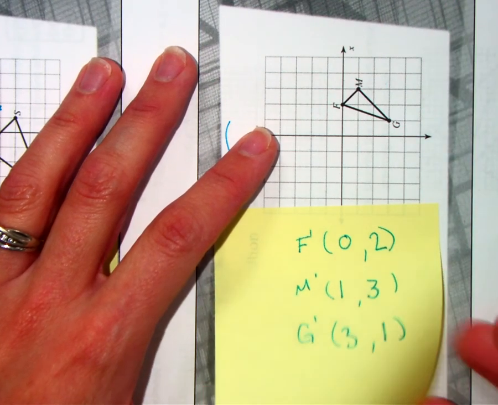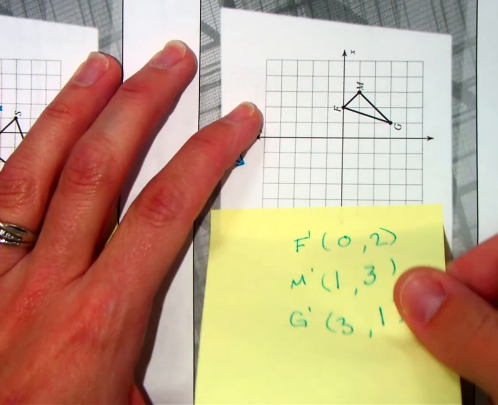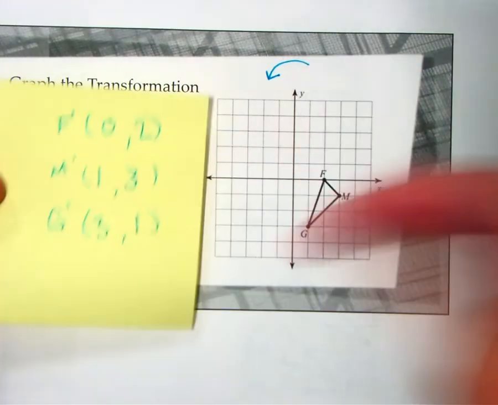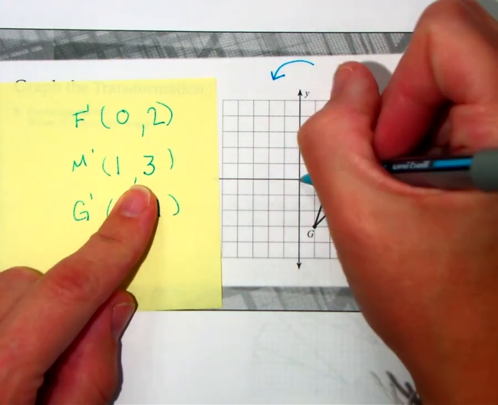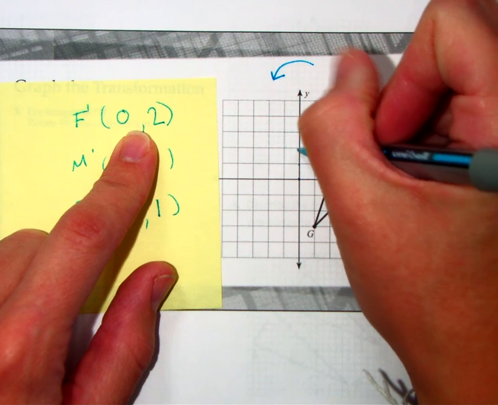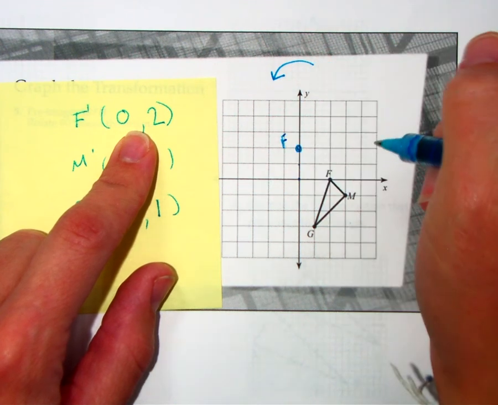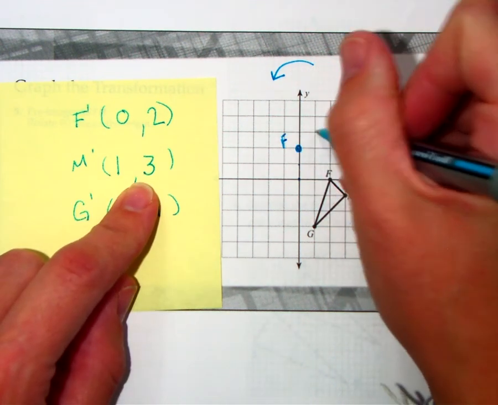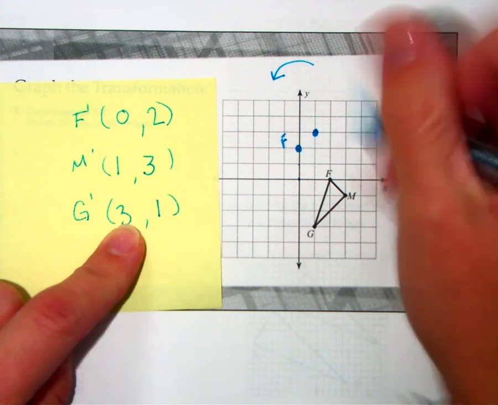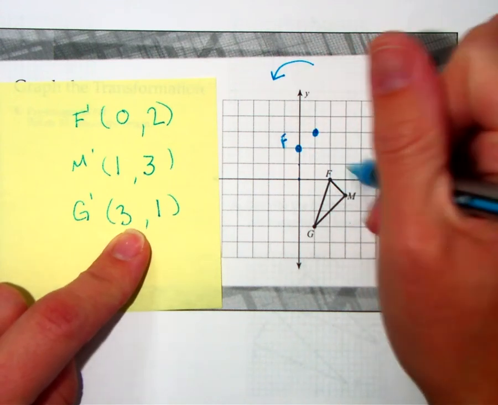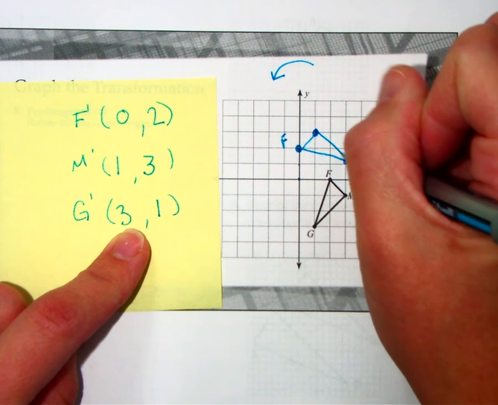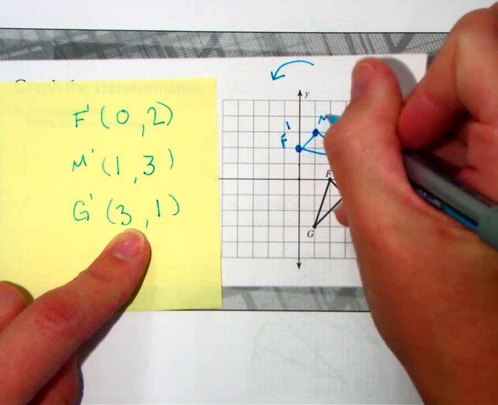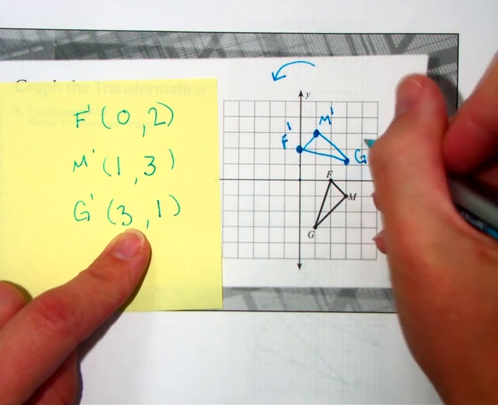Okay, and now that I have them on my sticky note, I can pick my sticky note up, turn the graph back to its original location, put my sticky note down, and now I'm going to plot those points. So 0 over, 2 up, 1 over, 3 up, 3 over, 1 up. So F prime, M prime, and G prime.